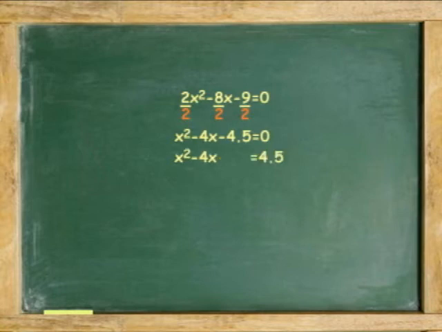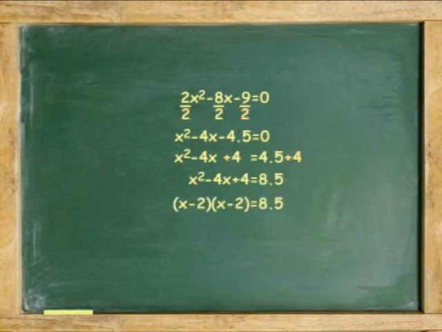Move -4.5 to the right. Complete the square. Take 1/2 of the middle term, -4, and square it. Complete the trinomial square with this number by placing it into the empty space. 1/2 of -4 is -2. -2 squared is 4. Add also to the right-hand side. Combine. Factor. Find the square root.